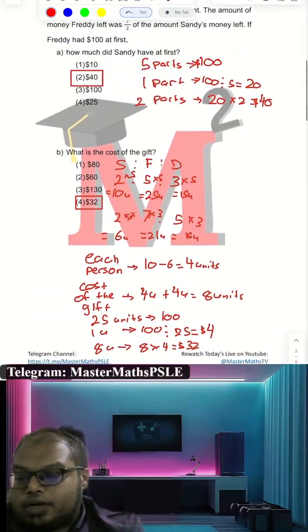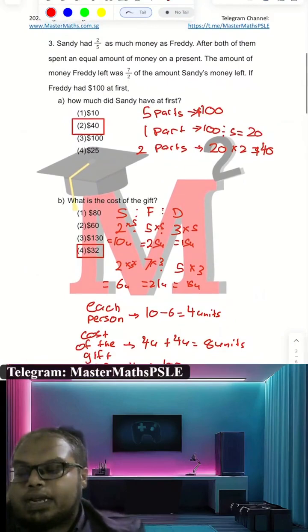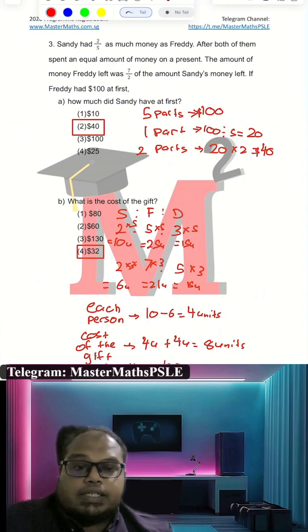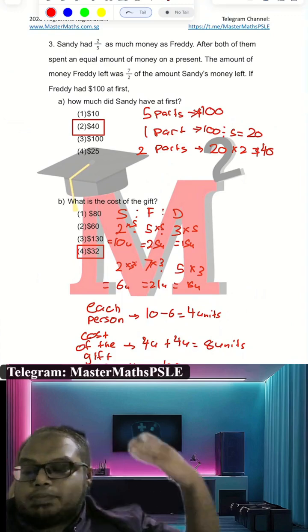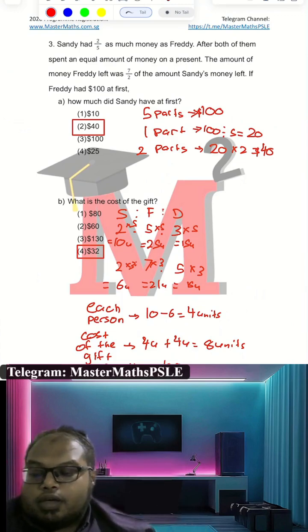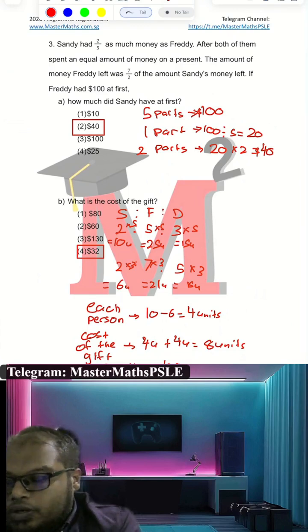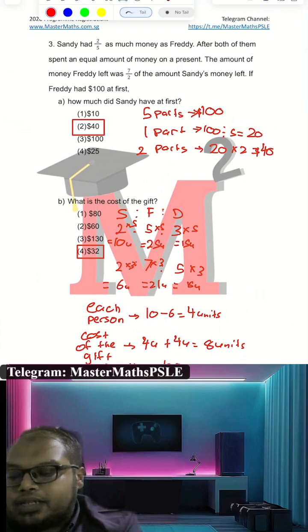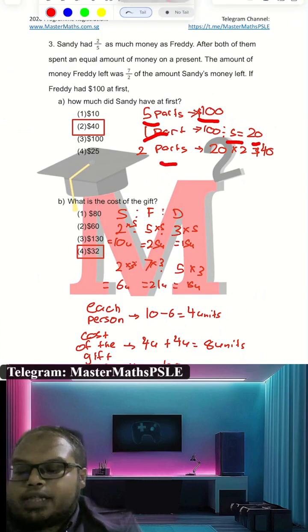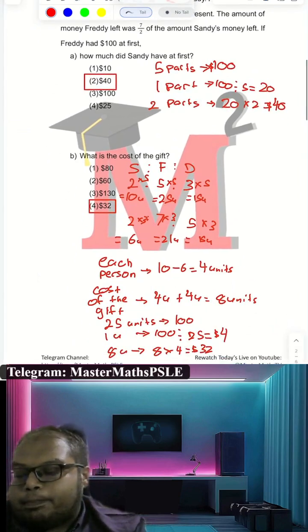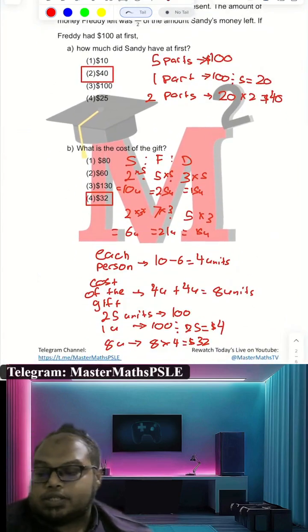Okay, now the question 3, which has a part A and a part B. This is also difference remain the same. When they spend equal amount of money, the difference will remain the same. So the first part I can basically just use parts lah. 5 parts is $100. 1 part is 100 divided by 5, 20. 2 parts is times 2, 40. Okay, that's it.